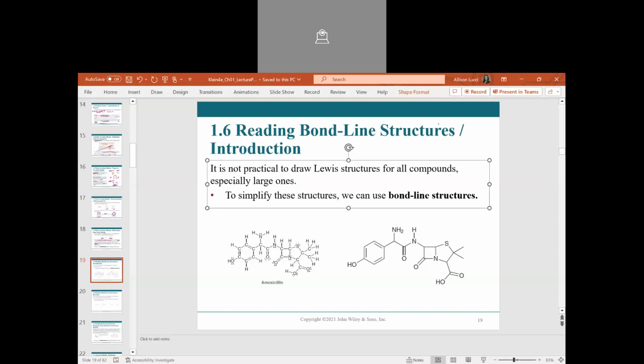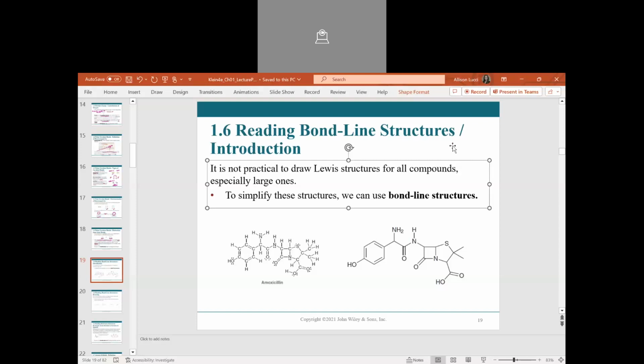In this next section, you're going to be introduced to what's referred to as a bond line structure. We've looked at Lewis structures, reviewed Lewis structures for less complicated molecules and compounds. But as we can see down here, this compound, amoxicillin, can get a little crowded, a little busy, a little confusing when we try to draw every individual atom and every lone pair.